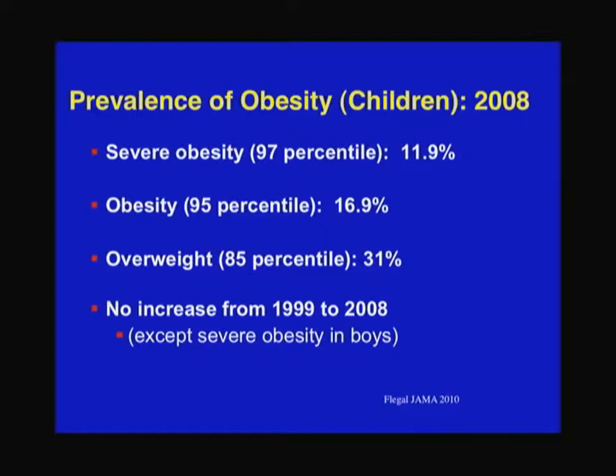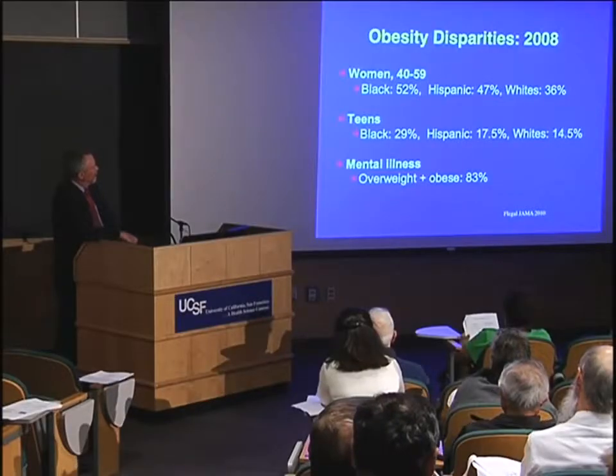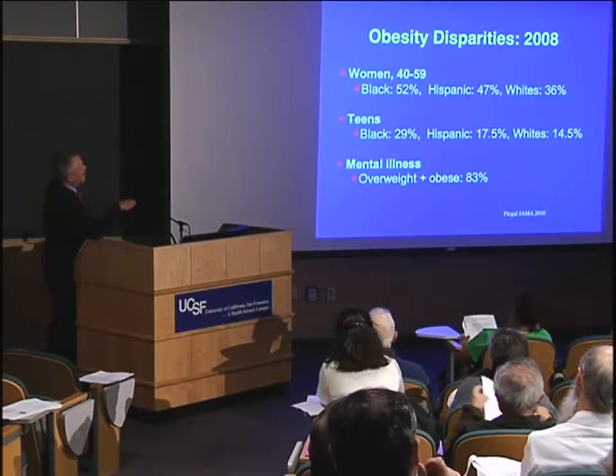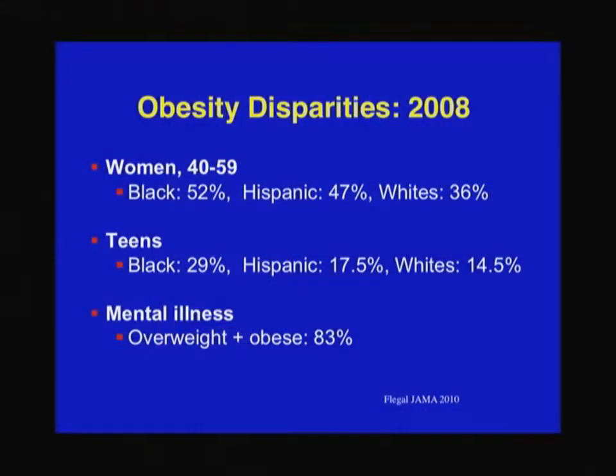Now here too, though, there's been no increase in the last decade. So we're beginning to see some stabilization, although there are lots of pockets of disparities where this has continued to be of major concern. And here are some of them. Again, this has just been published. If you look, for example, at middle-aged women, in whites, for example, about a third are obese. In African Americans and Latinos, it's almost half, or over half in this case. Same with teenagers. We see a big discrepancy between African Americans and Latinos and whites.